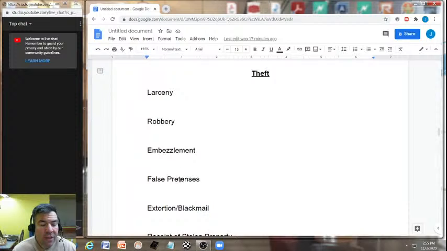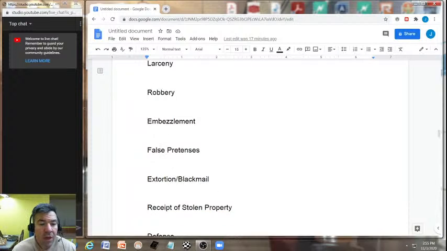Then false pretenses is the false representation which causes the victim to pass title. False pretenses is technically a false representation that causes the victim to pass title to their personal property. Again, to recap that, a false representation that causes the victim to pass title to their personal property.